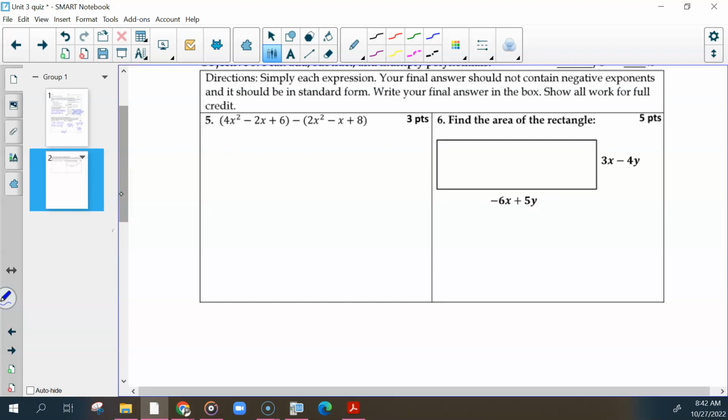Here, whether you distributed the negative, moved it, and subtracted, or just looked at it like it is, either way, we're doing 4x squared minus 2x squared, negative 2x minus x, so that would really be a plus, and 6 minus 8. So that should have been your final answer. So if you got that, each piece was worth 1 point. Questions on that one?